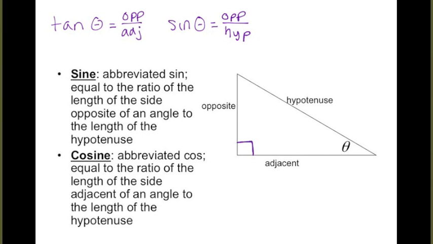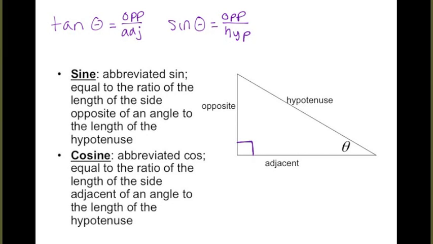We use the same format to set up all trig equations. We choose the trig name, whether it's tangent or sine or cosine that we haven't gotten to yet, and then an angle equals a fraction of sides. The sides are always over in the fraction, not with the trig name.